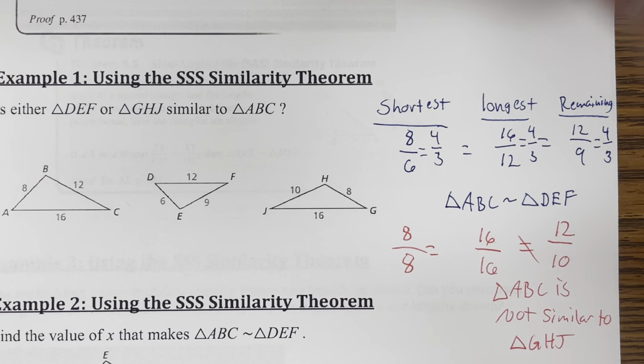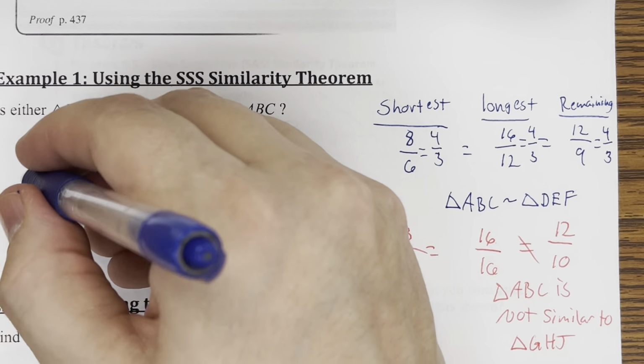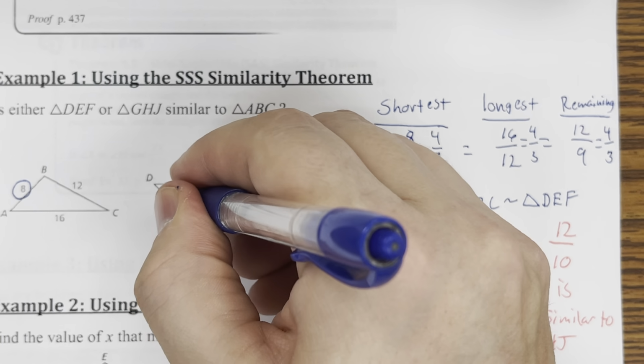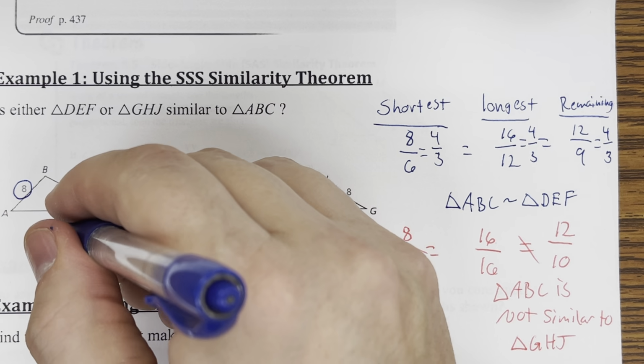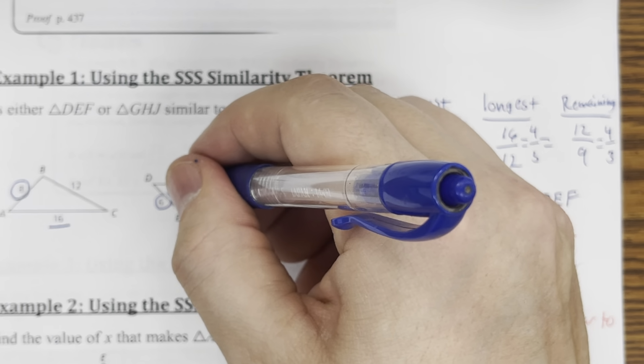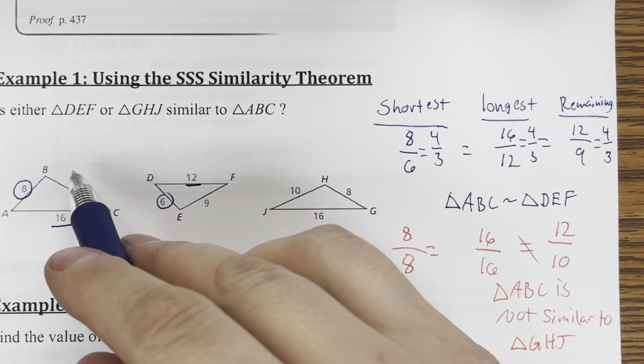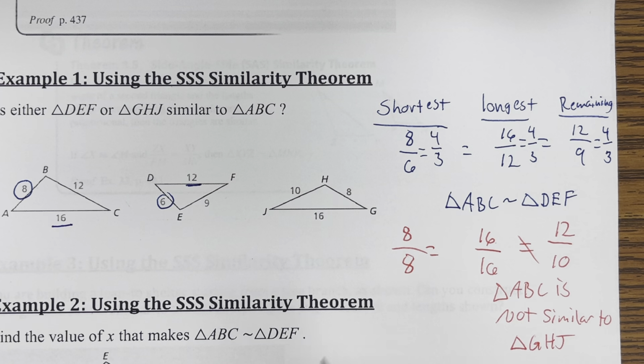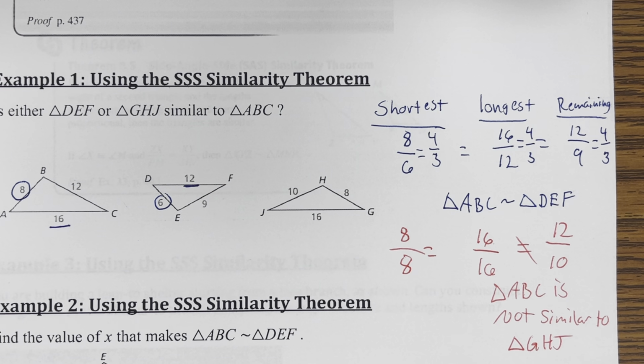Now a couple key things here. When I matched up the shortest sides, just kind of circling back here, 8 corresponded with 6. The longest side was 16 and 12, and the remaining was 12 and 9. So that's kind of how I set those up and then reduced the fractions. You could use a calculator if you'd want instead.